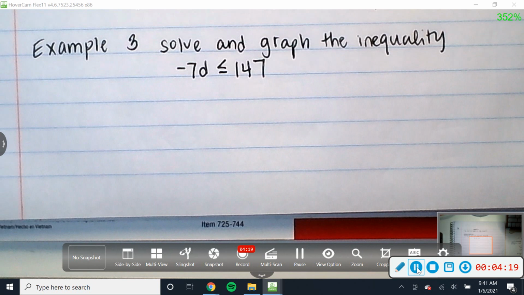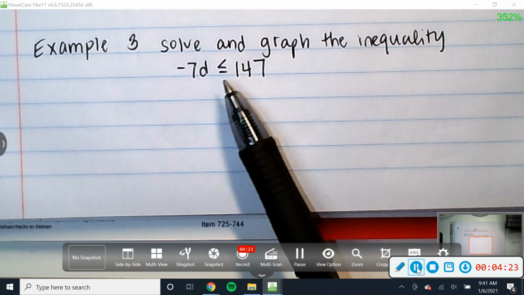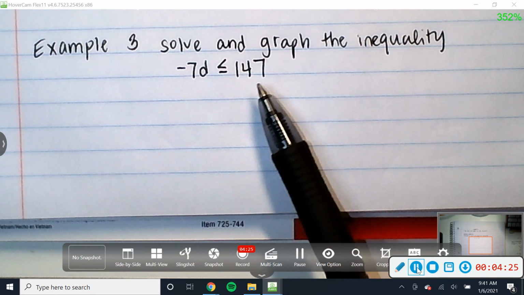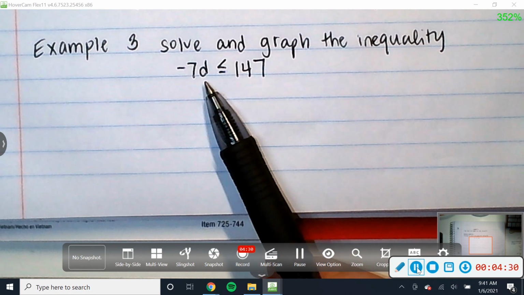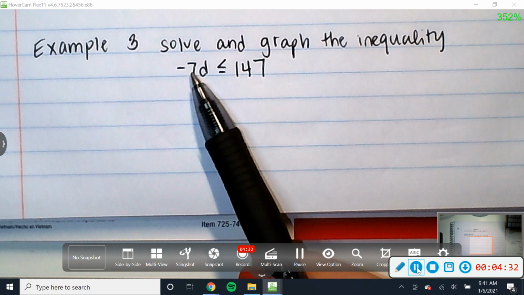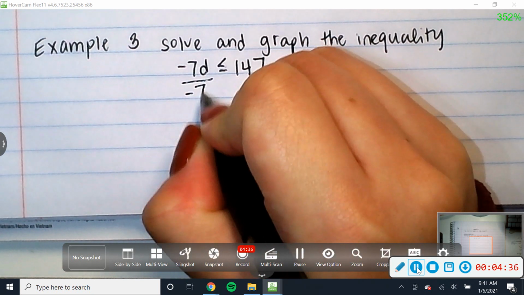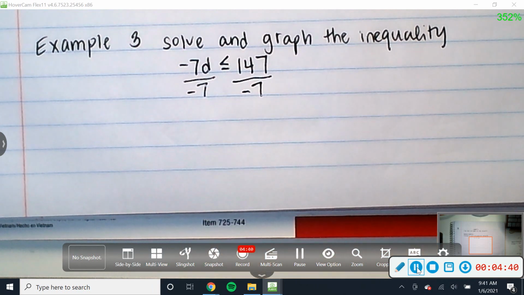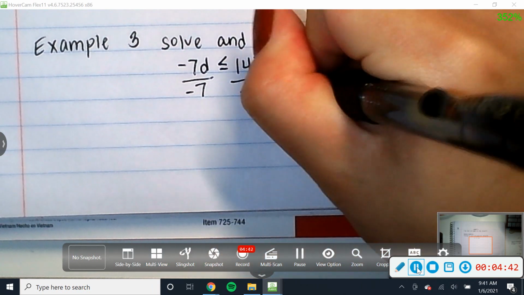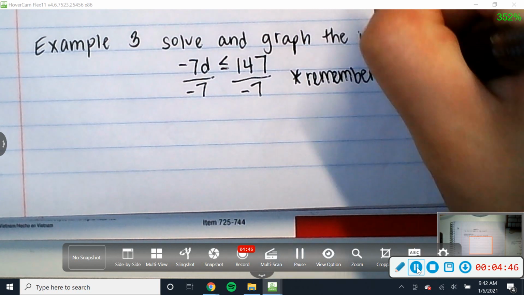Okay, so I have example 3 right here. Solve and graph the inequality negative 7d is less than or equal to 147. So again, just like how we solved equations, to get rid of this negative 7 right here, we want to divide on both sides. So I would divide by negative 7. This process is still the same that we're used to. The one thing that's different is that we need to remember to flip the sign.